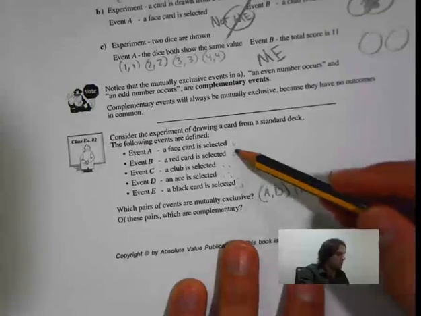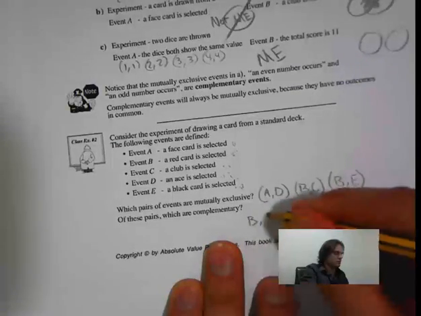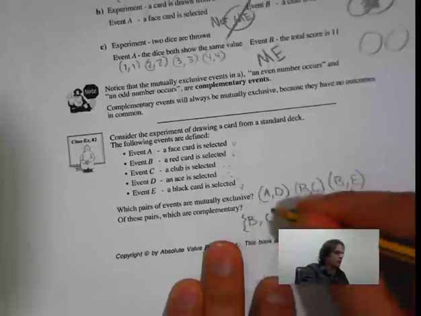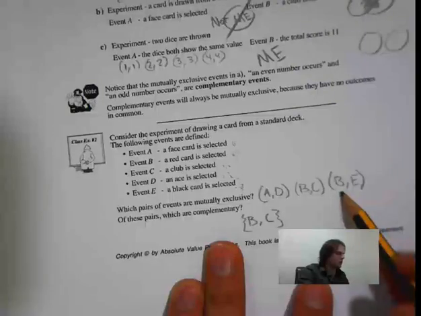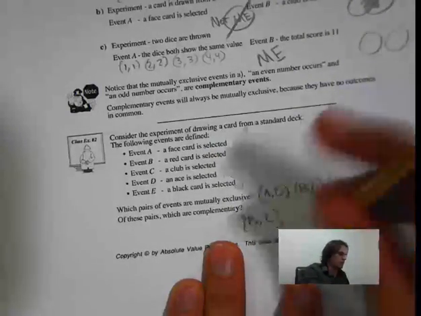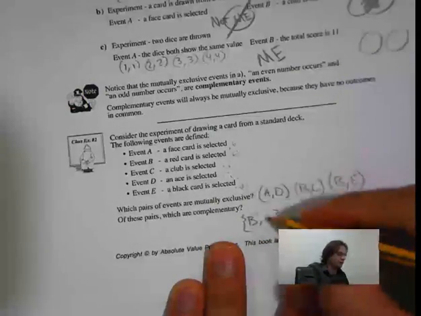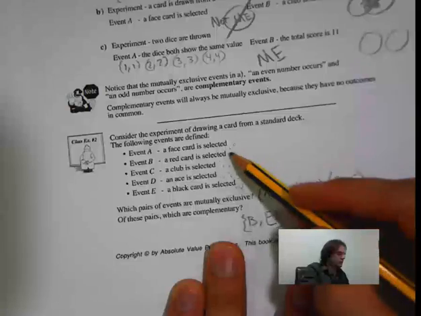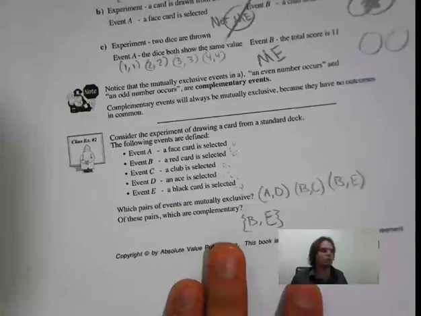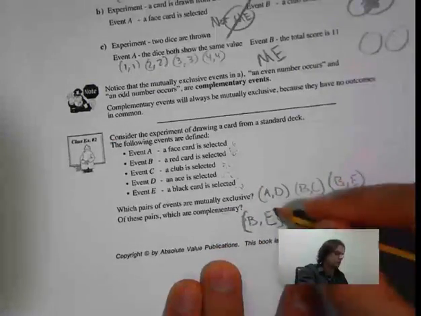Let's see this one. Red card and black cards. Hey, yeah, B and C are. All cards are either red or black. Okay, now let's take a look at B and E. Red card, oh, not B and C, B and E. Whoops. B and E. Now, let's take a look at this one. B and C. Red cards, well, there's still also spades, so that one doesn't count. So it's B and E is the only one that are complementary.